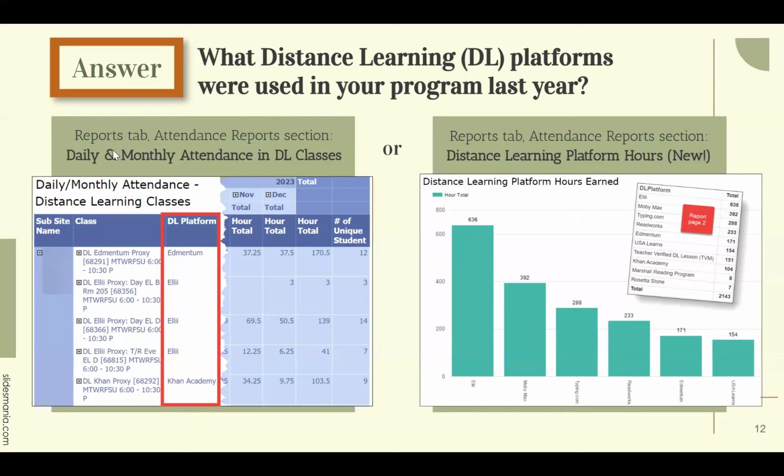So the one on the left here, it's on the report tab in the attendance section, which is near the top. And it's called Daily and Monthly Attendance in DL Classes. I think Sean mentioned that. And this is going to run a list of only DL classes in your program, all the hours per month, etc. But since it narrows it down to DL only, it's a little bit easier for you to look at rather than the overall headcount report. And we have a column in there that shows you the DL platform. So that's circled in red here. So you can kind of eyeball that list and see which DL platforms are used.